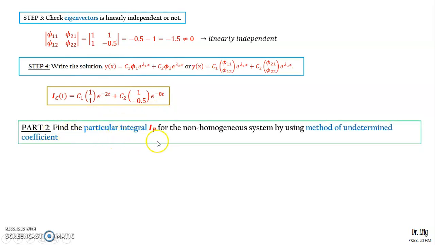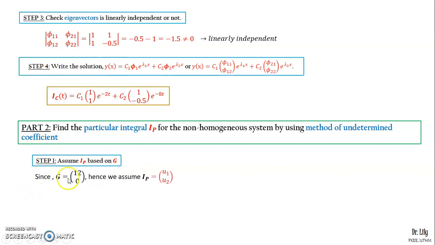We need to find the particular integral for the non-homogeneous system. Okay, so, how to assume IP? IP is assumed based on G. So, your G is given by 12 and 0. So, this is a polynomial function. So, we can assume IP is equal to U1 and U2. And then, once you assume your IP, you need to check. You need to compare whether your IP is equal to IC or not. So, in this case, your IP is not equal to IC. So, this is your IP.